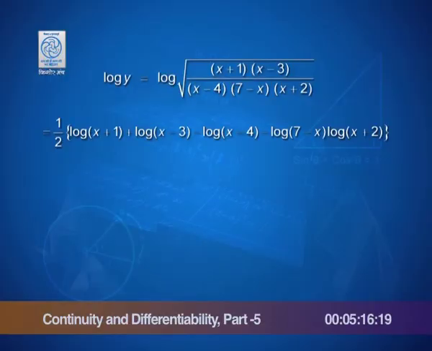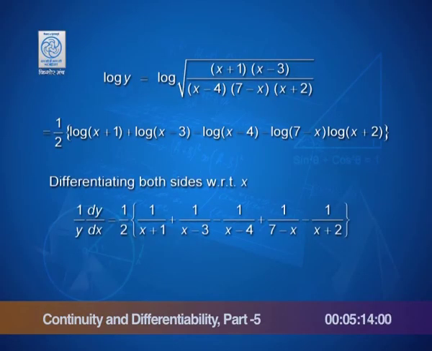Taking the derivative, I get 1 by y dy by dx is equal to half times of 1 by x plus 1 plus 1 by x minus 3 minus 1 by x minus 4 plus 1 by 7 minus x. Now, where did I get this plus from? Because I had log of 7 minus x. So, when I take the derivative, it will be 1 by 7 minus x into the coefficient of x, which is minus 1, and therefore, I get a positive sign there, minus 1 by x plus 2 as the derivative of log x minus 2, and your problem is done.